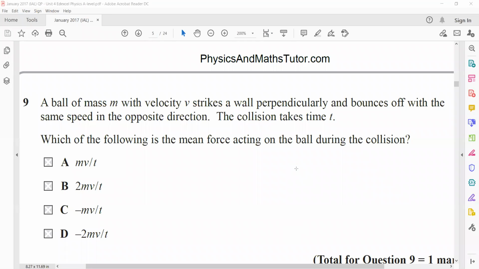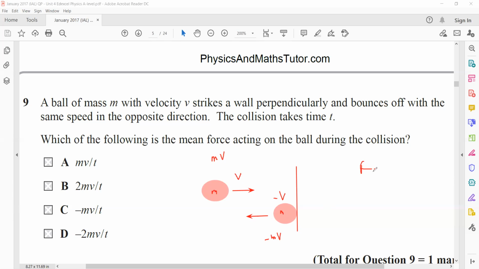How will you solve this question? Because the ball is moving perpendicular towards the wall with velocity v, and the ball bounces back with the same speed, but velocity is a vector quantity. So if one you are taking positive, the other one should be negative. So what is the momentum before collision? It's mv. What is the momentum after collision? It's minus mv.